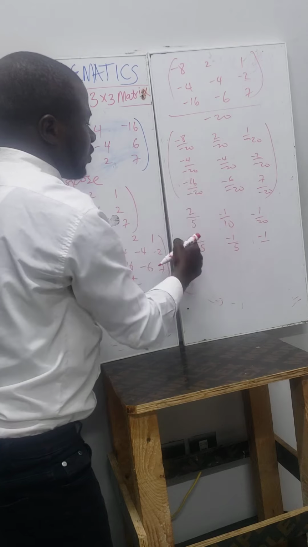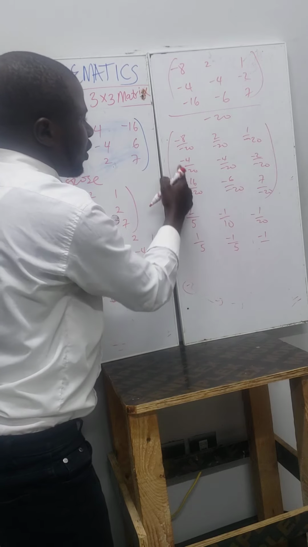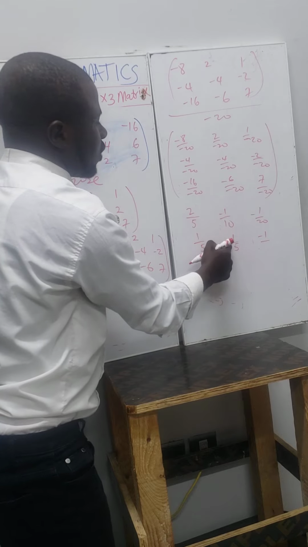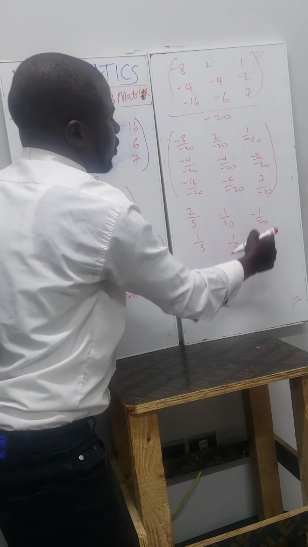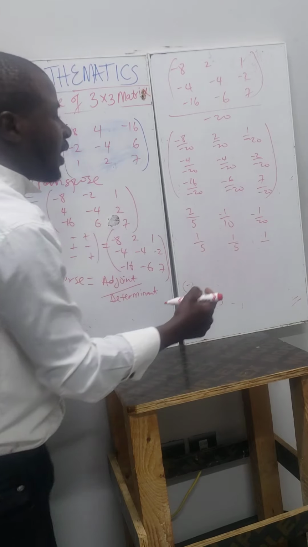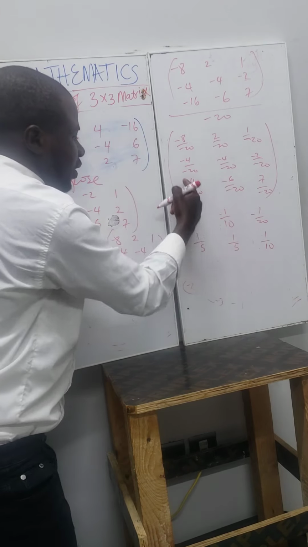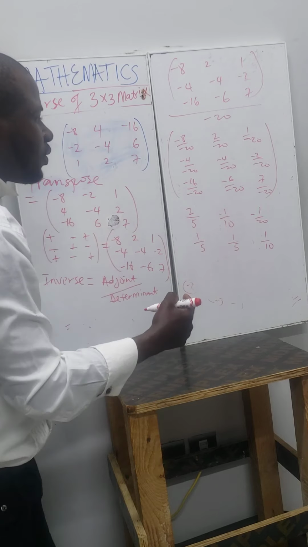This one is minus minus. There's no minus here again because minus will cancel the minus. This one is also minus minus. There's no minus again. They cancel out. This one is also minus minus. There's no minus again. They cancel out. That is 1 divided by 10. Then this one is minus minus. They cancel out. No minus again here.